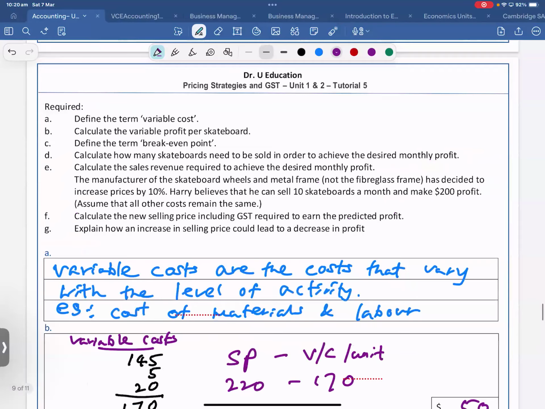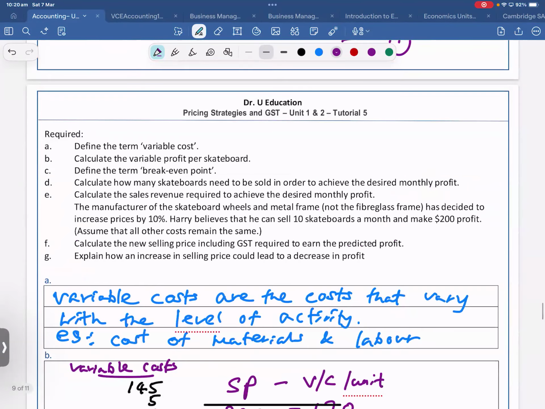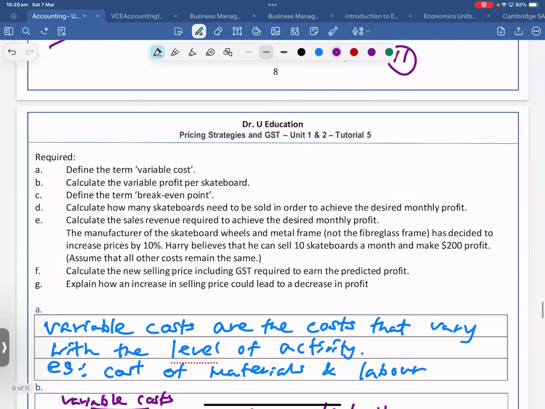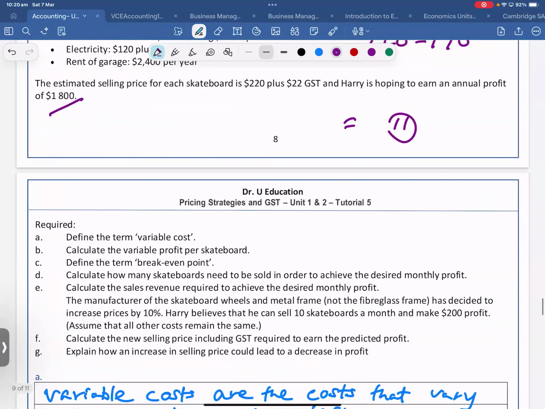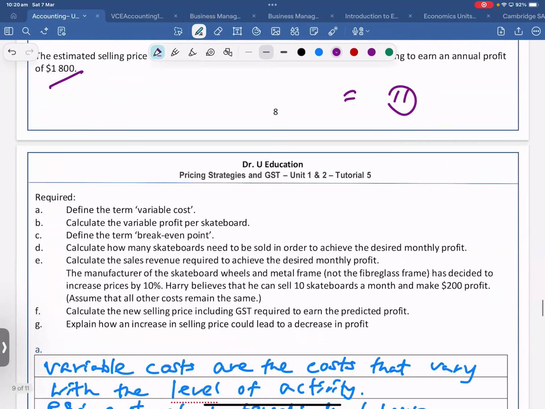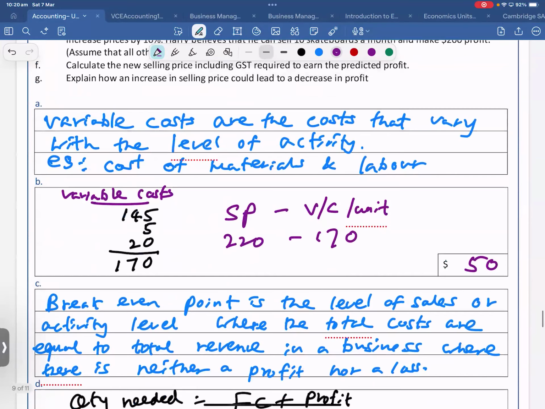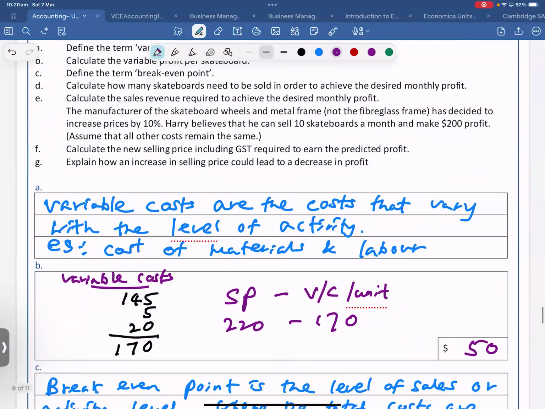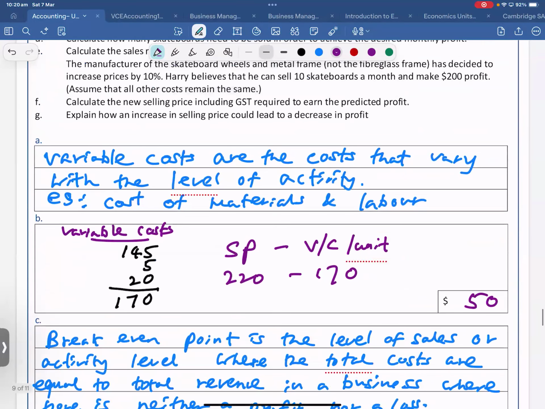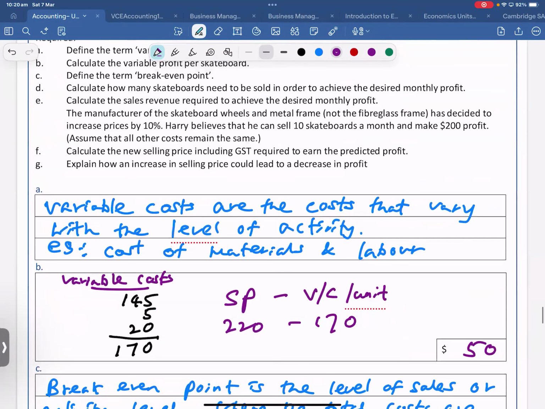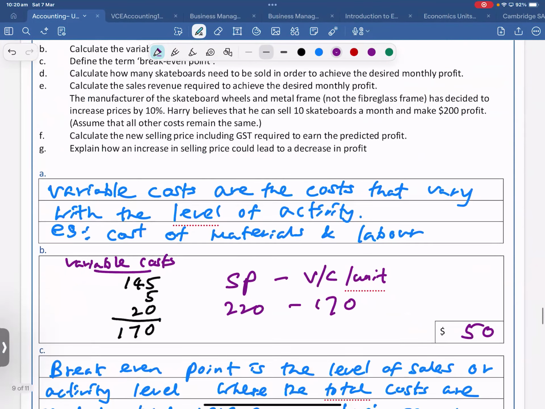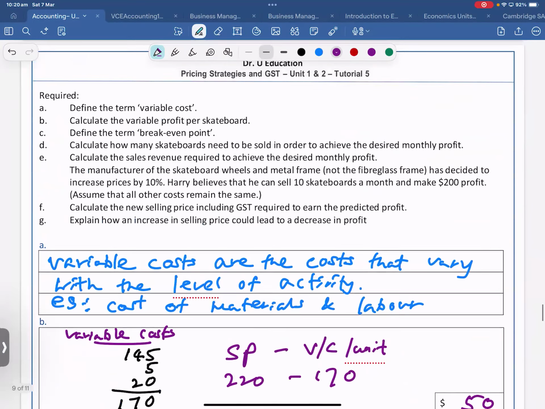Right. So you're done with part A? Yeah. So define the variable cost. Part B done? Yeah. Okay. Part B is 50, yes. Part C, did you do? Break-even point? Yeah. What's break-even point?